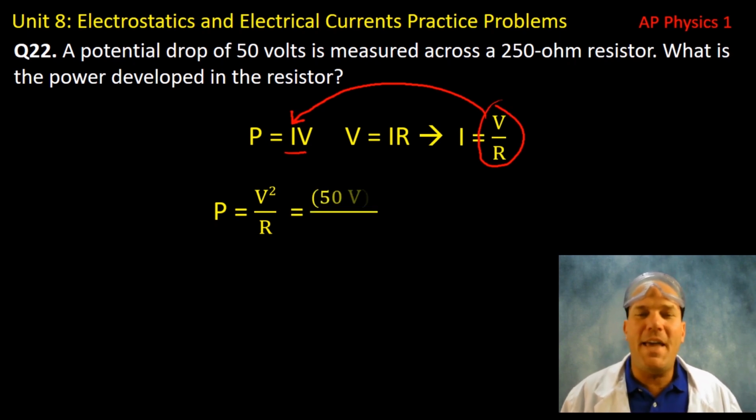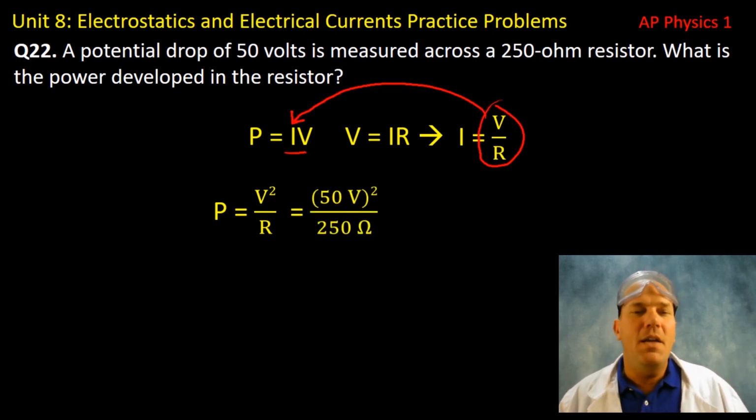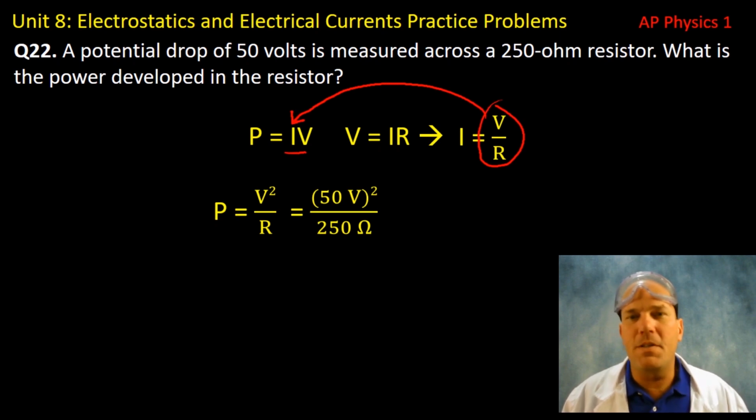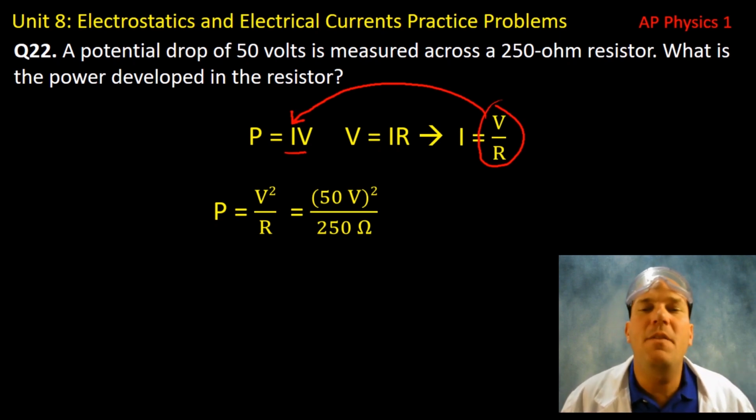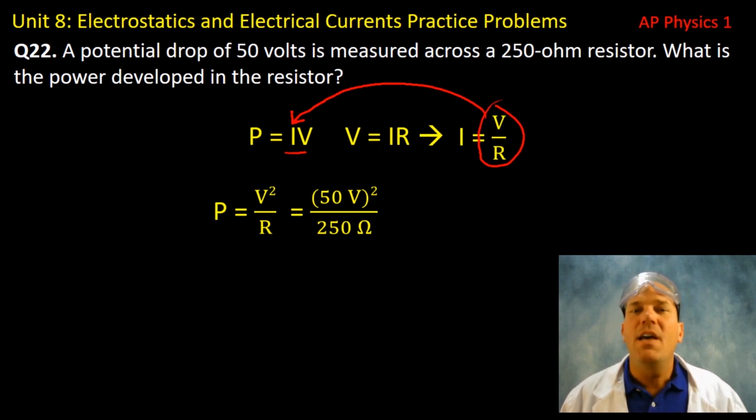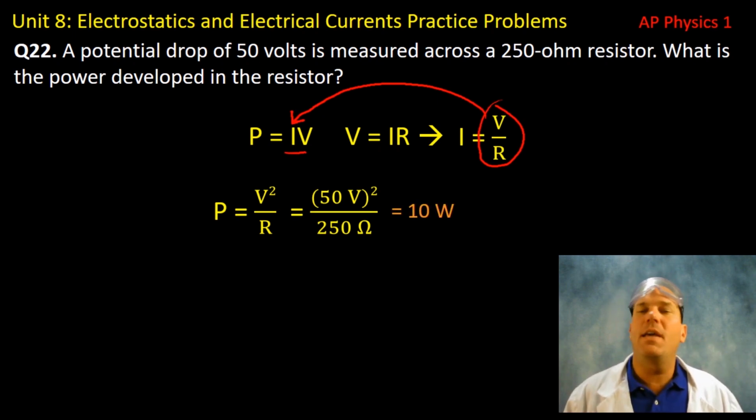Once you get past that, this is a plug and chug. You take 50 volts, please don't forget to square it, and divide by the given resistance of 250 ohms, and you will get a value of 10 watts for the power developed by this resistor.